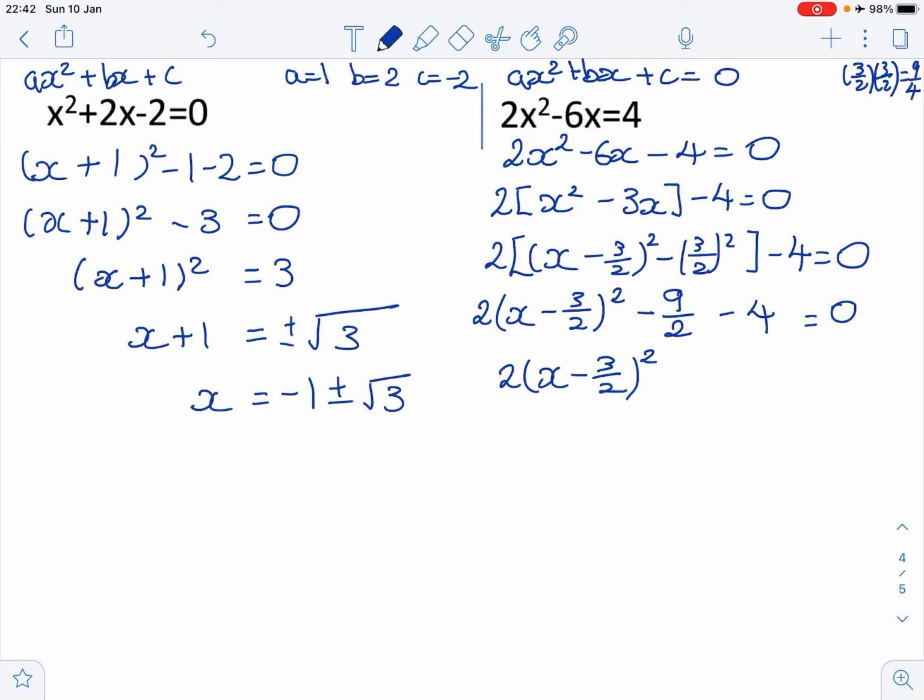2 times x minus 3 over 2 squared, this is the same as minus 27 over 2 equals 0. So now let's try to solve it. So plus 27 over 2 on both sides.